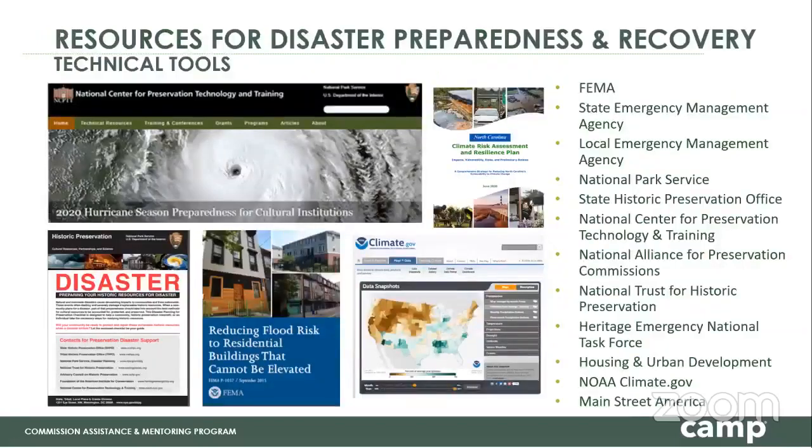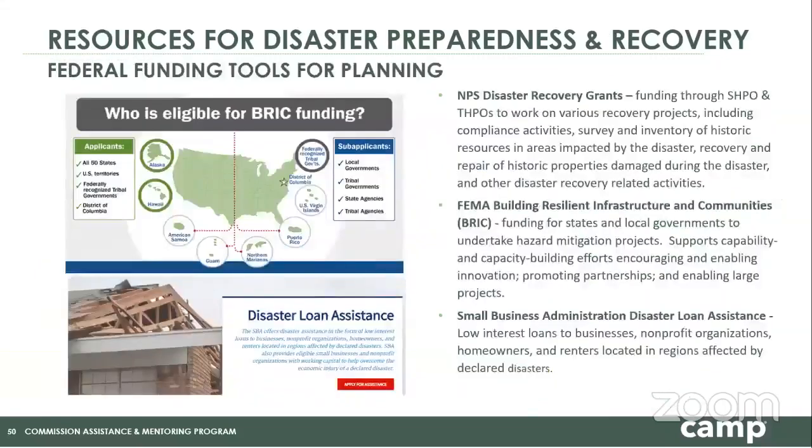Technical tools are out there. Again, great sites, great documentation. The National Center for Preservation Technology and Training has great hurricane preparedness for cultural institution documents available. Great resources, of course, the Park Service that was here earlier, the National Trust for Historic Preservation, NAPC, lots of great resources are available. Main Street for the economic component, and knowing where your federal funding tools are as well.